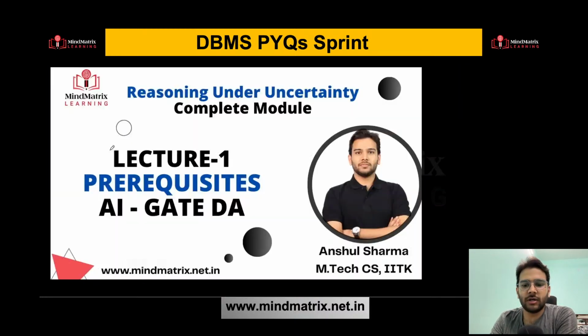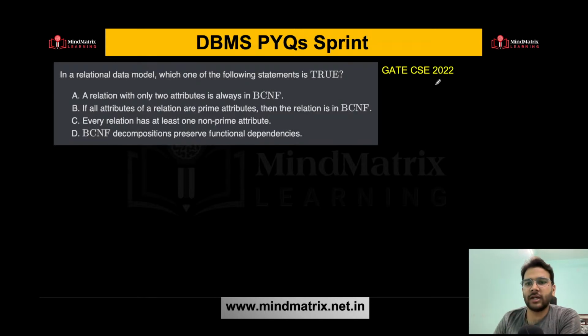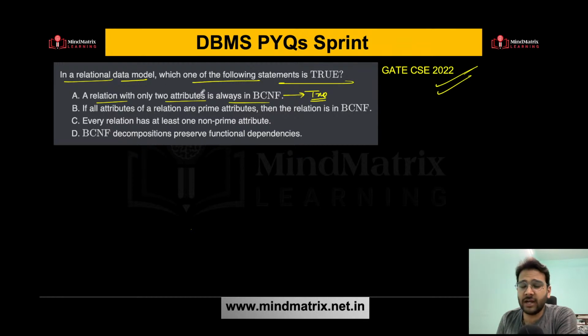Let's proceed to the last question of today's class, GATE CSE 2022. So let's read the question. In a relational data model, which one of the following statements is true? Option A, a relation with only two attributes is always in BCNF. Yes, this is true. We have seen many times, and they have asked this statement many times in previous year questions. Option B, if all attributes of a relation are prime attributes, then the relation is in BCNF. No, that is not the case.